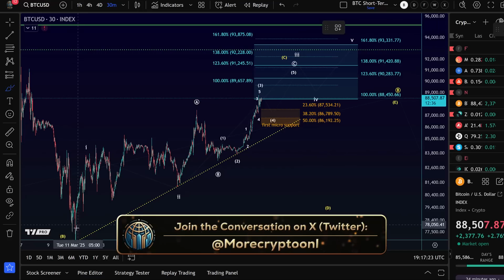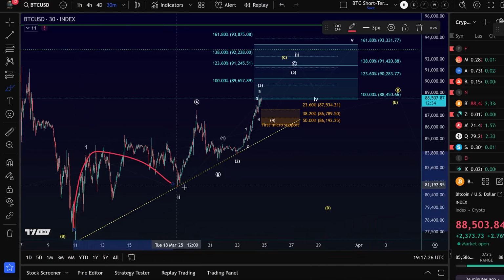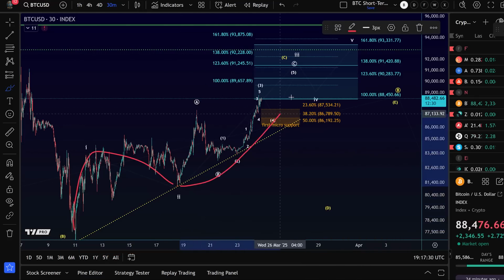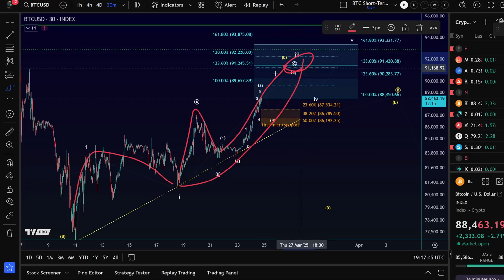So if I really have an initial 1-2 setup, then I know that based on our guidelines, the third wave should get at least to the 138% extension. This is typically also how diagonals in crypto work. The third wave is an ABC structure, and the C wave seems to be unfolding. And the third wave, however, should get to the 138% extension here. Let's say minimally the 123.6 extension. We talk about 91,240 to 92,228.